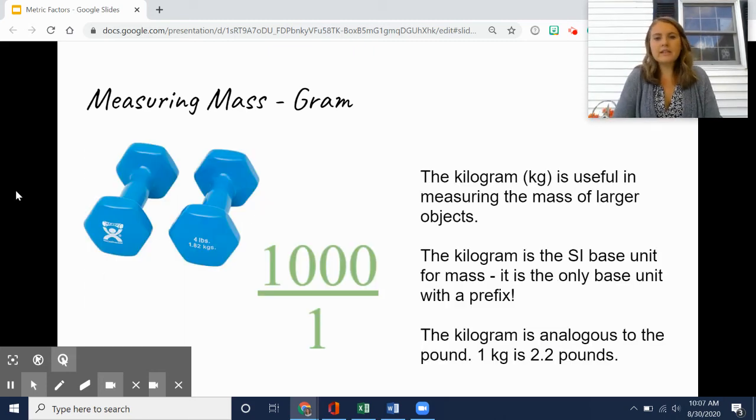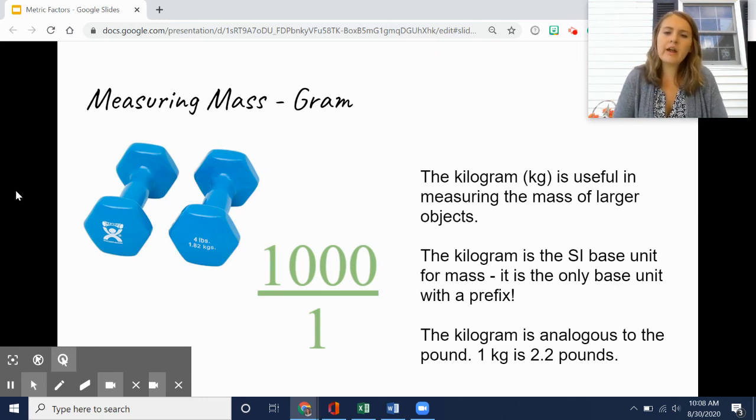All right, lastly, we have the kilogram, and the kilogram is actually the base unit for mass. It's the only SI base unit that has a prefix out front, and that's because for historical reasons, grams are actually really small. Kilograms are bigger. So it's easier to use the kilogram as our base unit. Our kilogram is helpful in measuring masses of objects that are a little bit bigger.